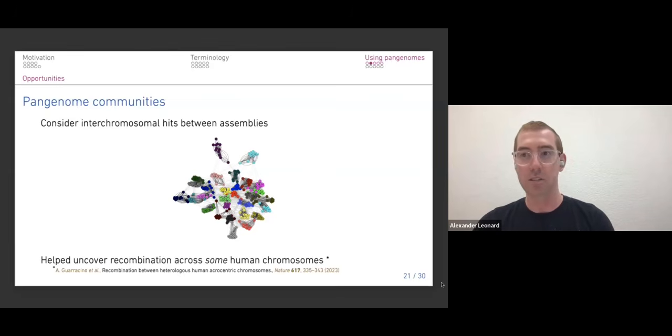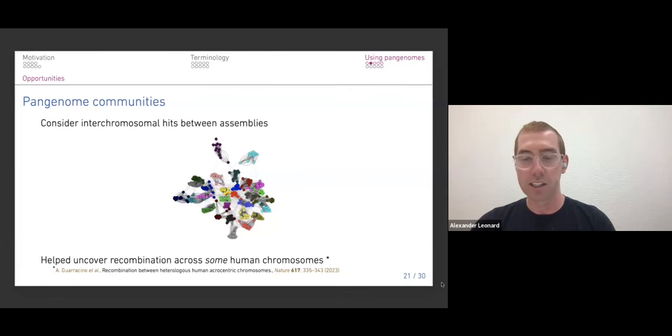And this, I think, is actually one of the most interesting papers that I read in a little while. So this is talking about recombination between heterologous human acrocentric chromosomes, where basically the idea is if you build this pangenome across all these human assemblies, most of the chromosomes separated very neatly into these clusters, but there were certain chromosomes that just exploded into this complex tangle where they would map very strongly to other chromosomes.